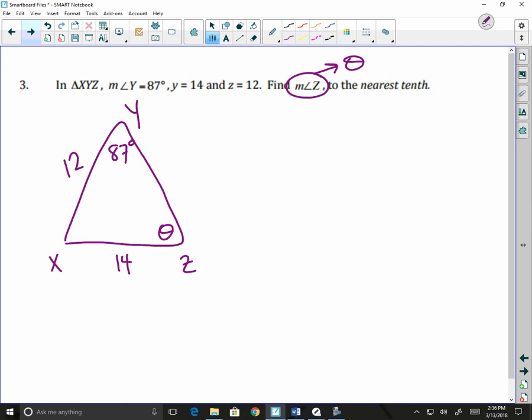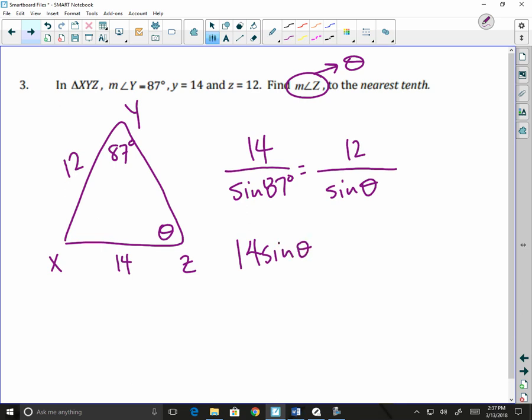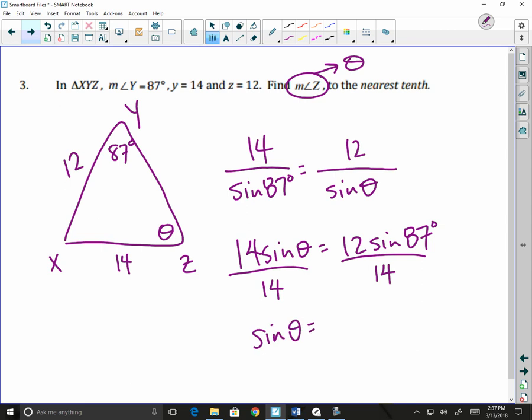So I see one matching pair of 14 and sine of 87. I see another matching pair of 12 and the sine of theta. Cross multiply, I get 14 sine of theta. Nothing's changed so far. Divide this time by 14, because I'm trying to get the variable by itself. So I have the sine of theta is equal to whatever that comes out to be in my calculator. It's going to be a decimal. It's okay.